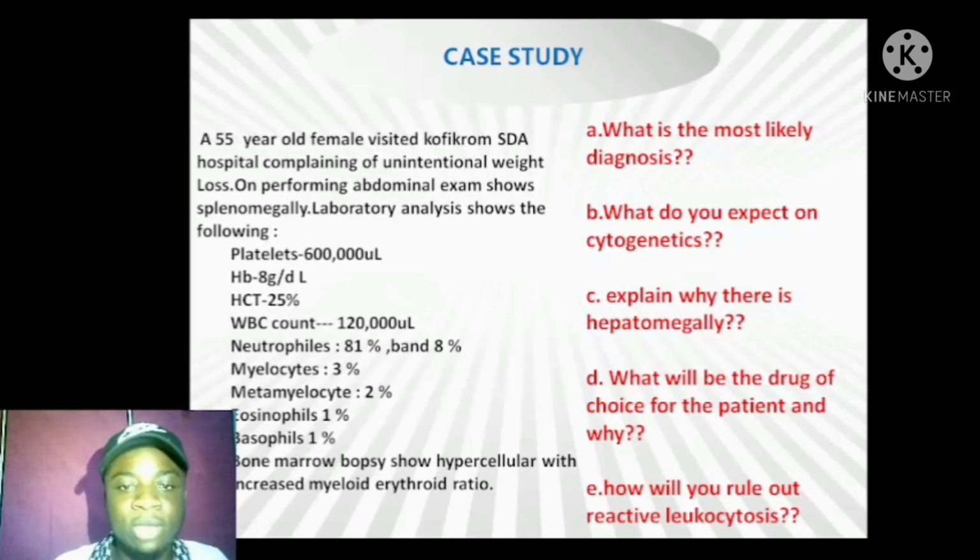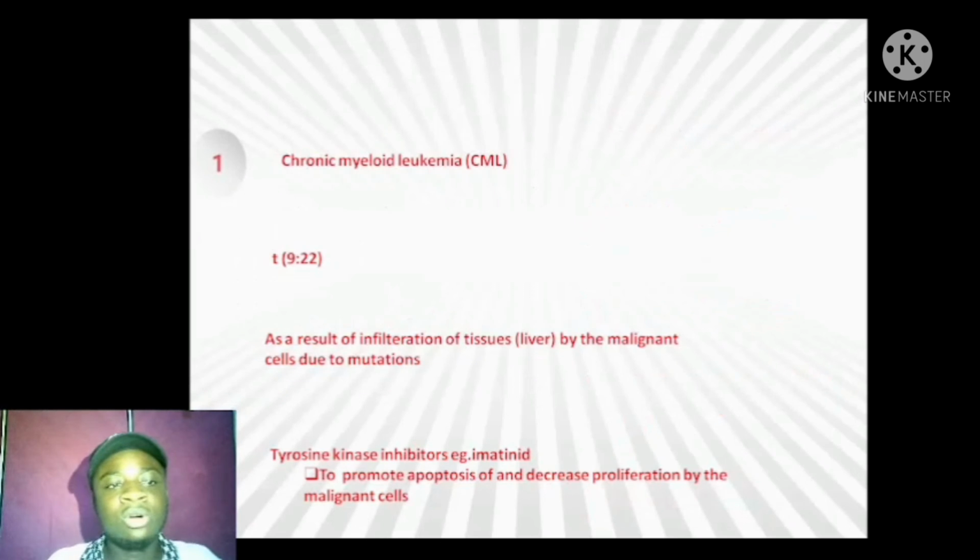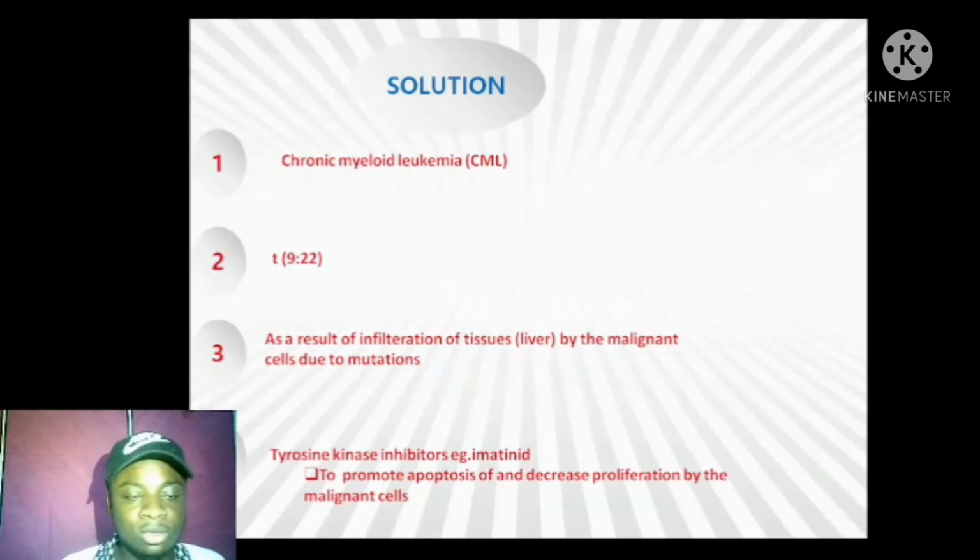So what do you expect on cytogenetics? Cytogenetics is another lab test used for chronic myeloid leukemia patients, looking for translocations on chromosomes. If it is chronic myeloid leukemia, remember the Philadelphia chromosome. They will see the translocation characterized by t(9;22). That is the Philadelphia chromosome. So the first answer is chronic myeloid leukemia, and for the second, the Philadelphia chromosome.